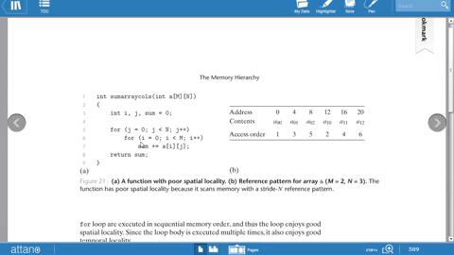Then in the inner loop, take one more loop, that is the inner for loop. Take i equals 0, i is less than m. So first of all, it is less than the columns, then it is less than the rows, that is i is less than m, i plus plus, that is incrementing the value.